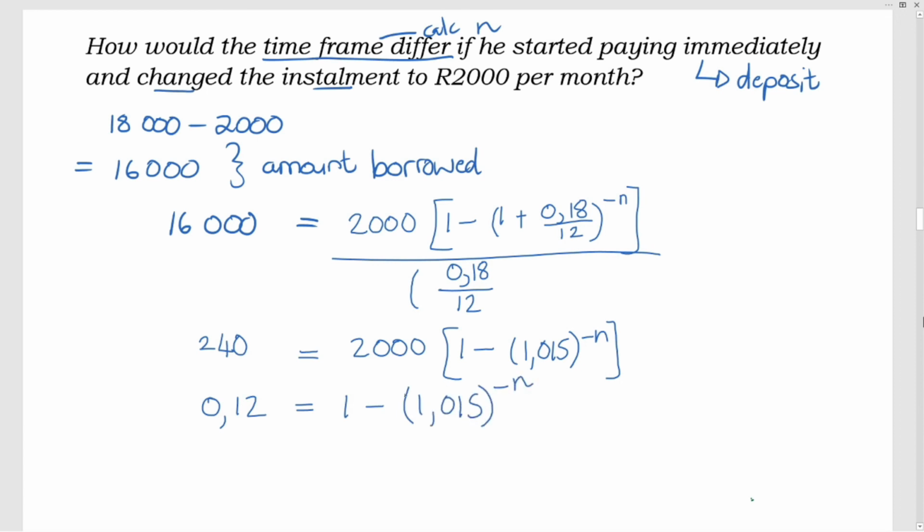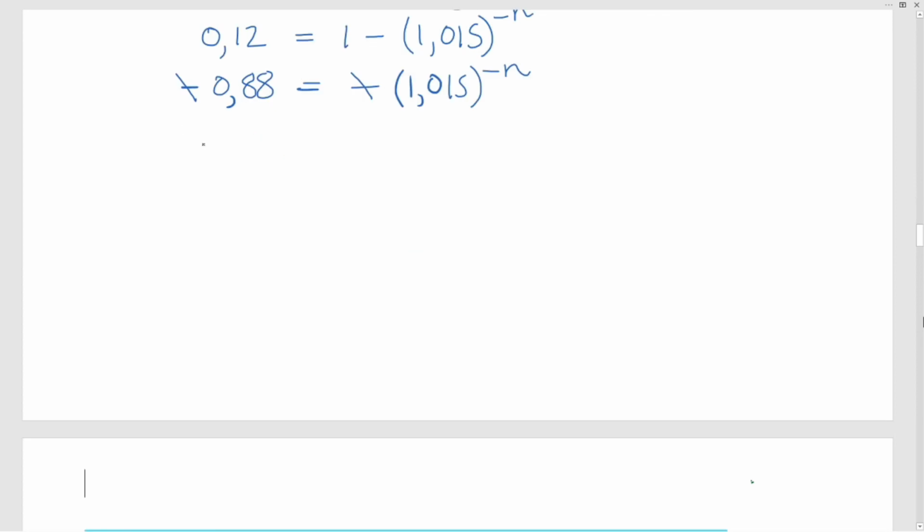Okay, so then subtracting 1 from both sides, this obviously is going to be negative now. So I'm going to have negative 0.88 equals negative 1.015 to the negative n. Then the negatives both cancel. And now we can do a log. So we're going to have negative n there.